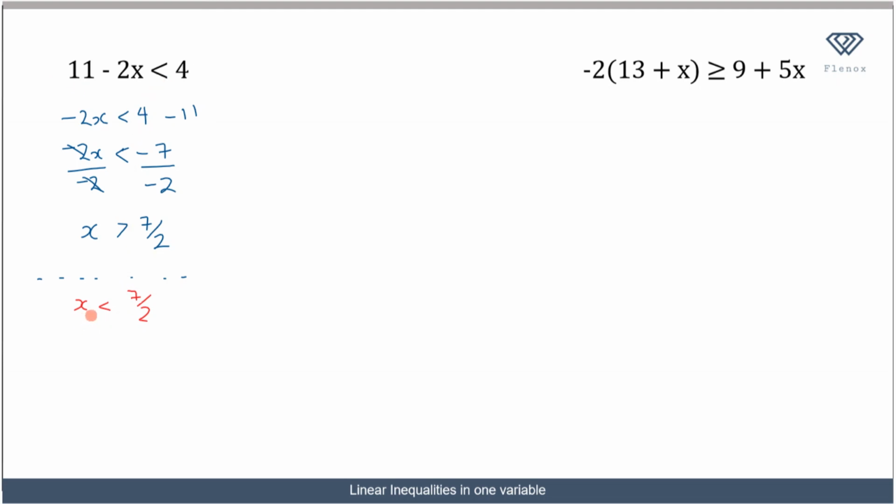So now let's think of a number that is less than 7 over 2. A number less than 7 over 2 would be 2, since 2 is less than 2.5. So let's assume that x is equal to 2, and let's try to substitute it here. So what do we have?